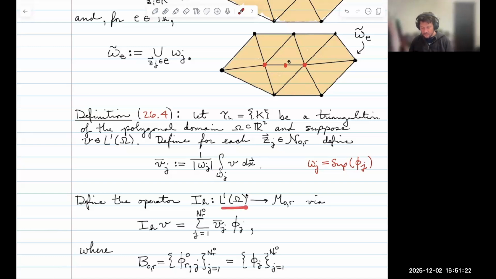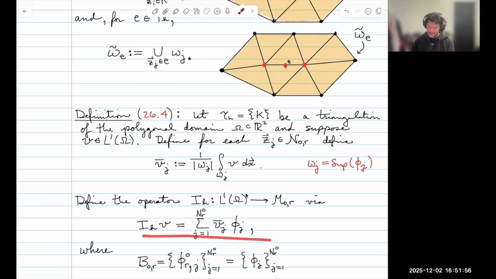So it's going to take any integrable function and mash it into this finite dimensional subspace of the piecewise polynomials of degree r that are 0 on the boundary. How does it do this? Well, it takes the averages over these supports and then multiplies that value times the basis function. Remember, if I make a linear combination of the basis functions for this space, then the object that I get has to be in that space.